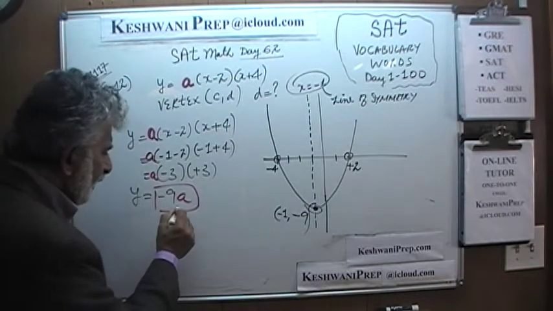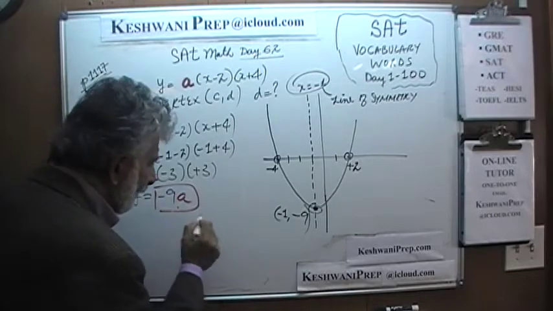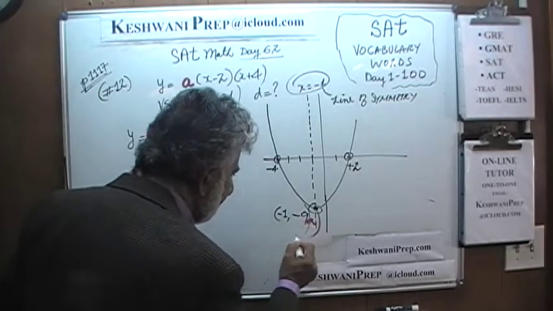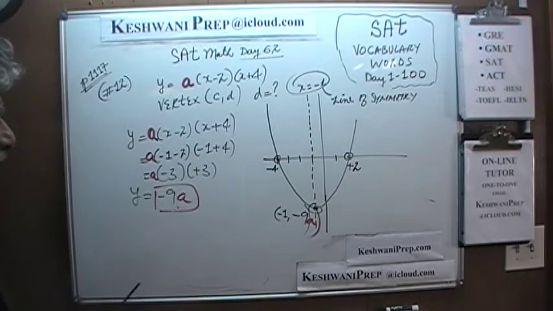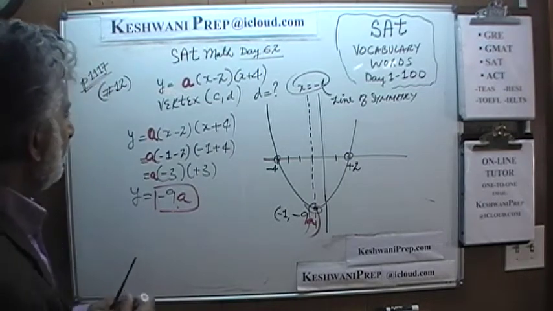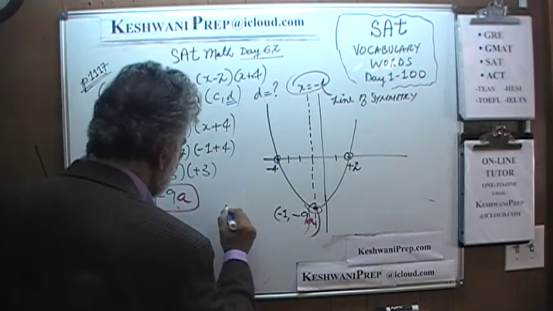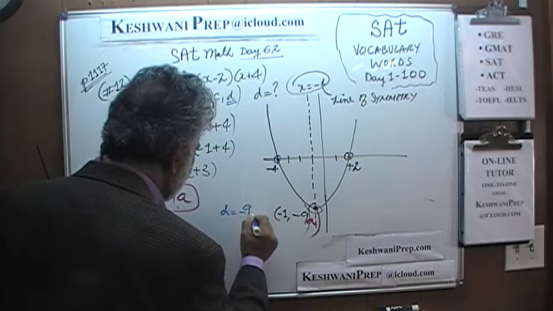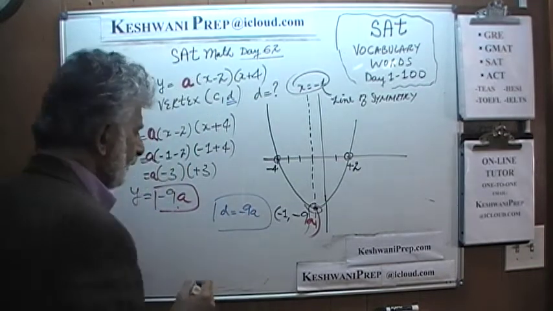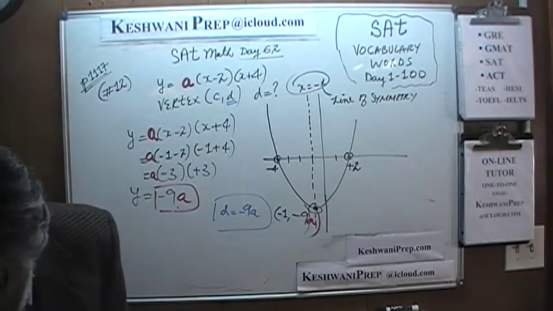So the y-coordinate of the vertex was before negative 9. Now it's negative 9 times a. There you go, we're done. We are told that the y-coordinate of the vertex is d, therefore d must equal negative 9a. There you go. And that is answer choice A.